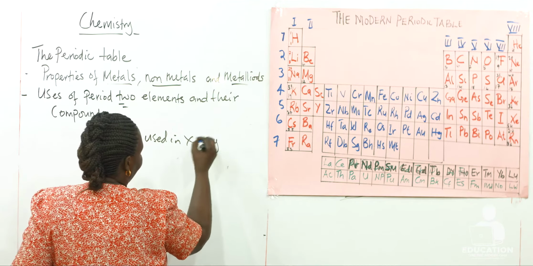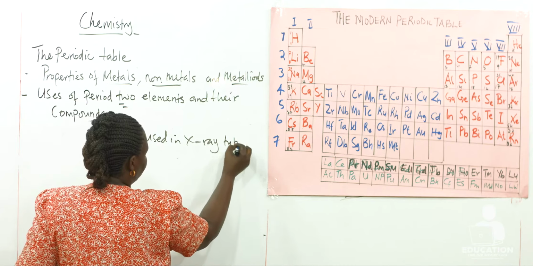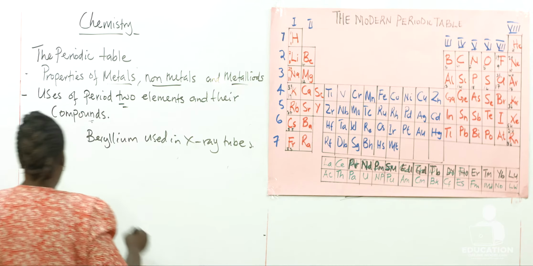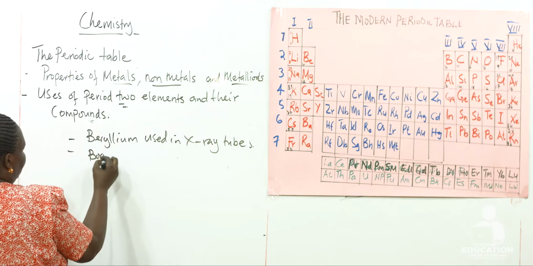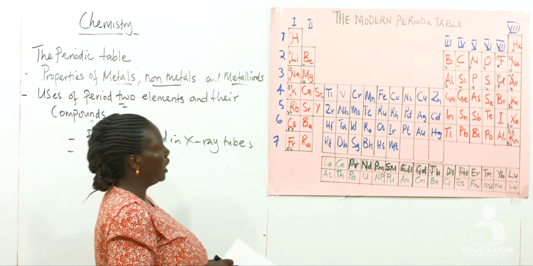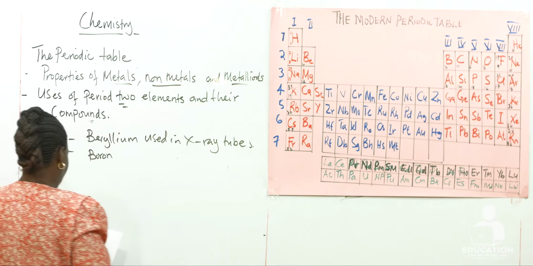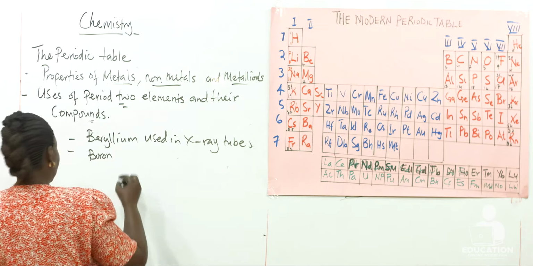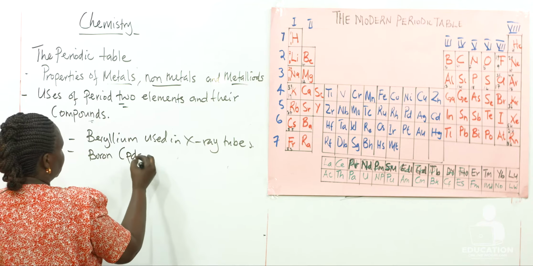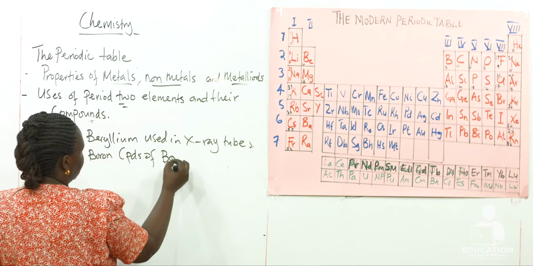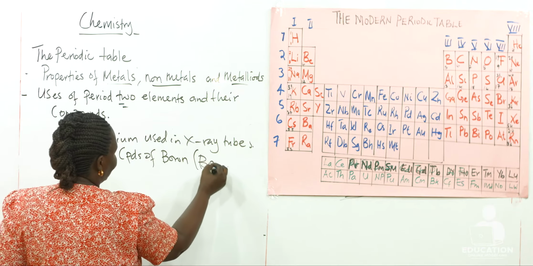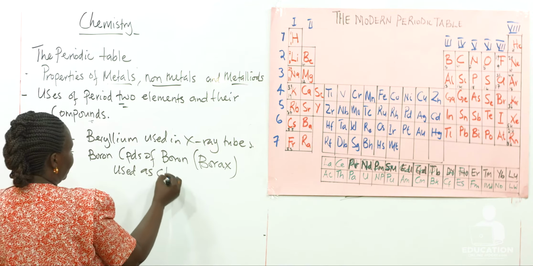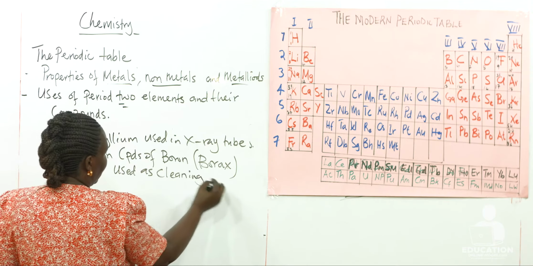And all of us know what X-ray is, in X-ray tubes. Then we have member number 3, boron. The third member of period 2 elements, we have boron. Compounds of boron are used as cleaning agents. For example, we have what we call borax. This is used as a cleaning agent.